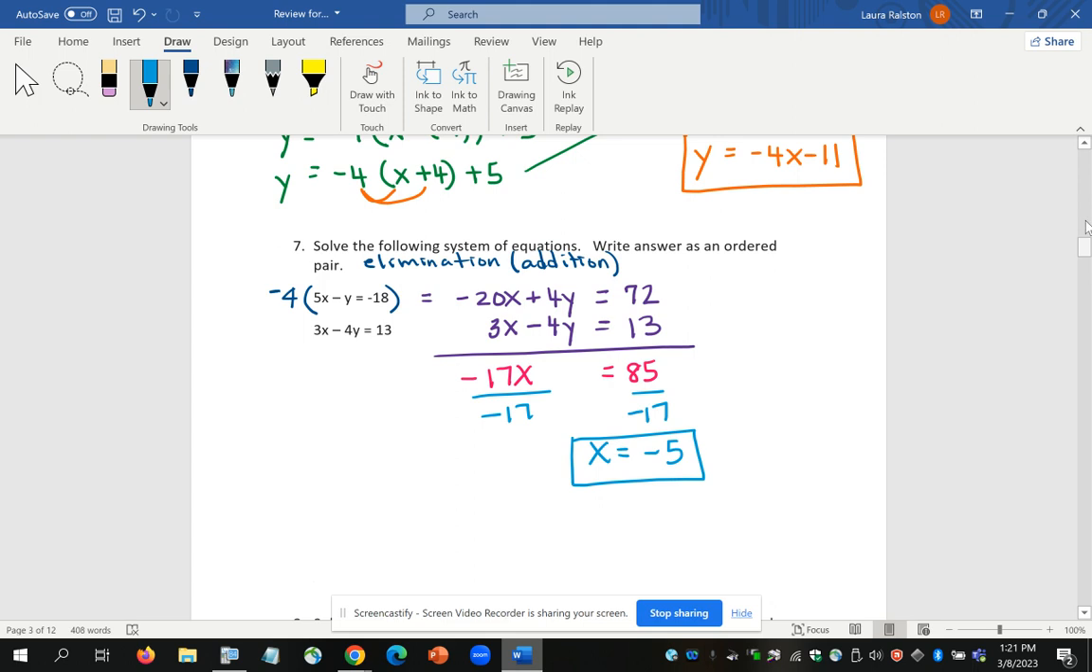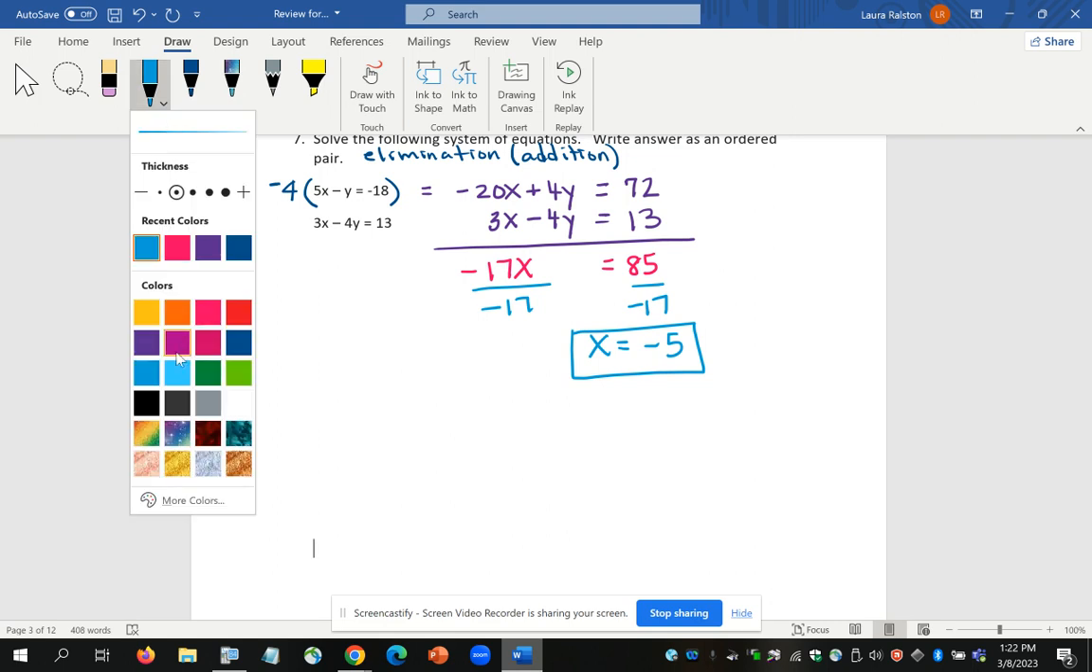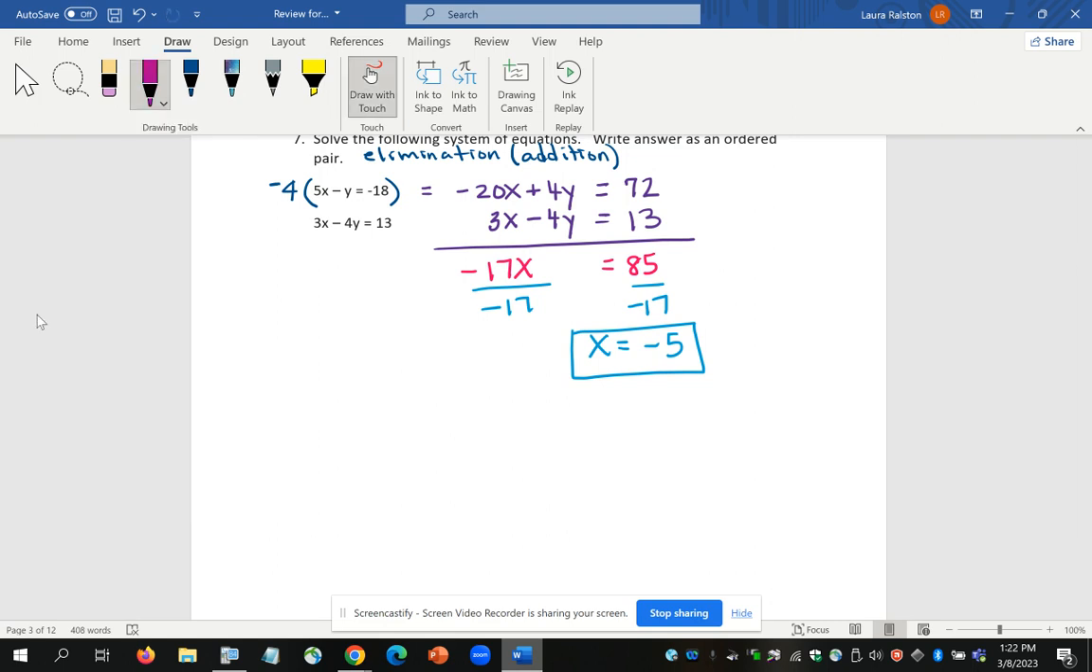I'm then going to take that value for x and substitute it into one of the given equations. It doesn't matter which one. You can choose whichever one you like better. So I'm going to substitute negative 5 into the bottom equation. So I would have 3 times negative 5 minus 4y equals 13. So I have negative 15 minus 4y equals positive 13.